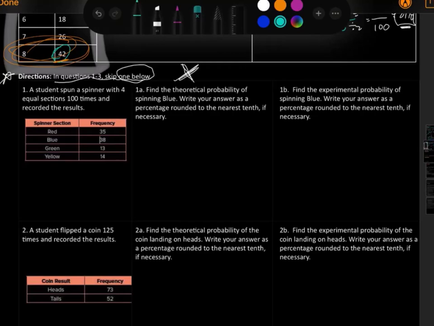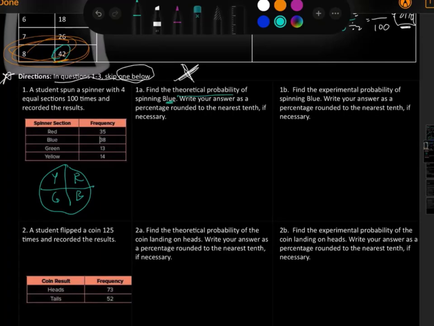All right, number 1, a student spun a spinner with 4 equal sections. So let's just draw it, super helpful. 100 times and recorded the result. So you have red, blue, green, and yellow. Find the theoretical probability of spinning a blue.